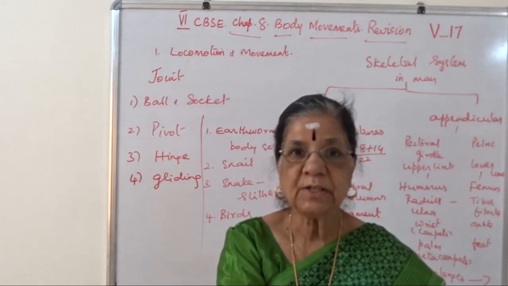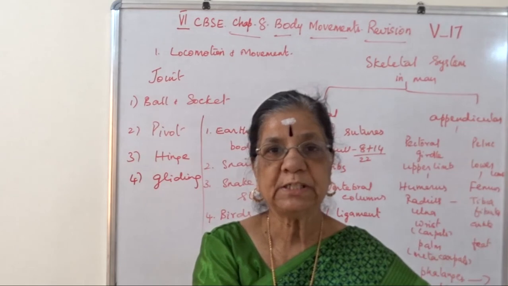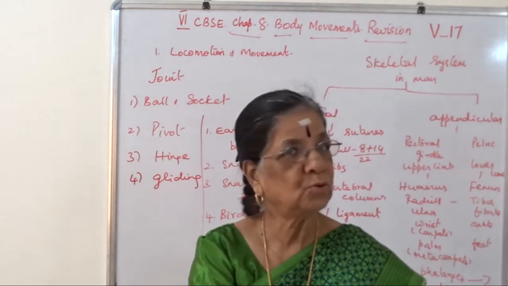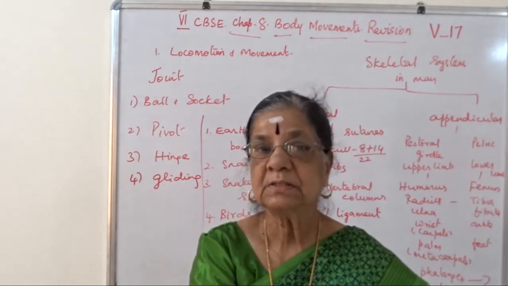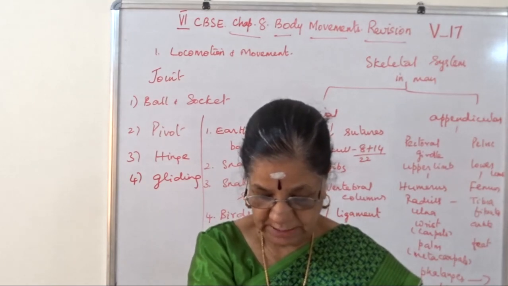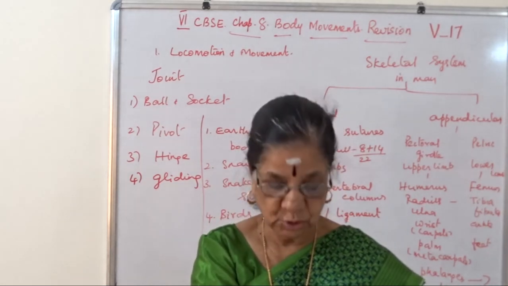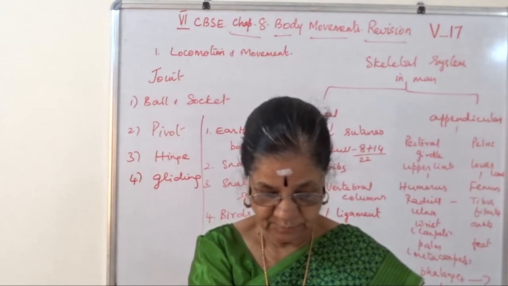Name the joint which helps us say yes or no without opening your mouth. It is the pivot joint. Name the joints where bones cannot move. The joints which are fixed are called fixed joints, right?